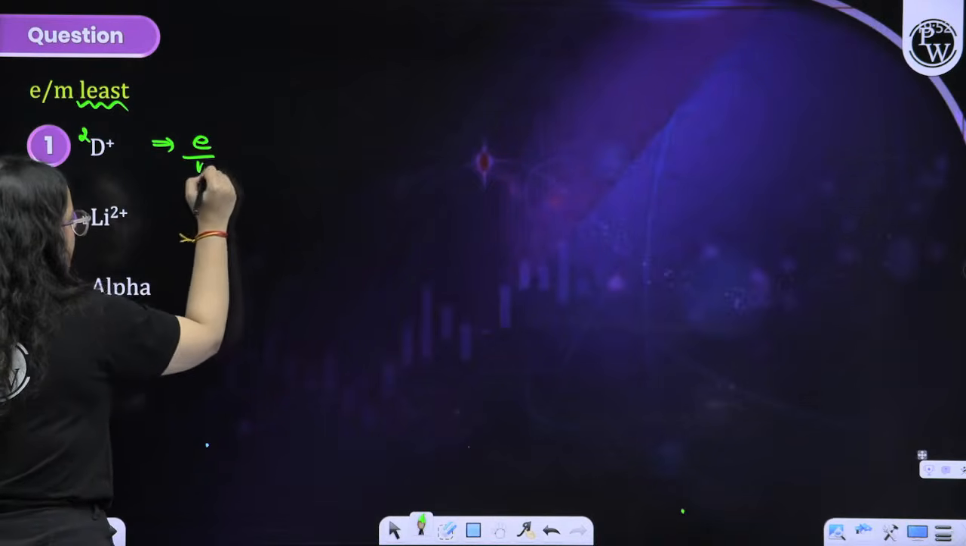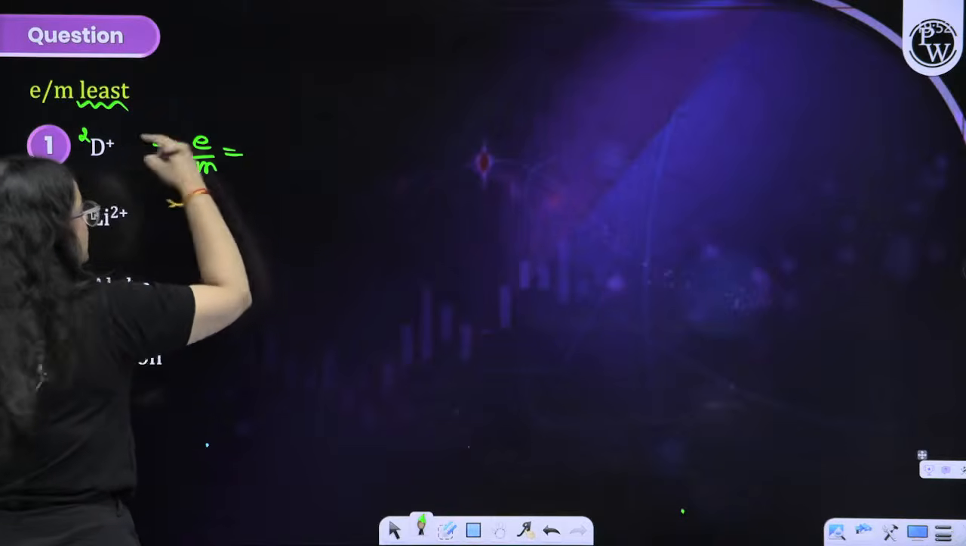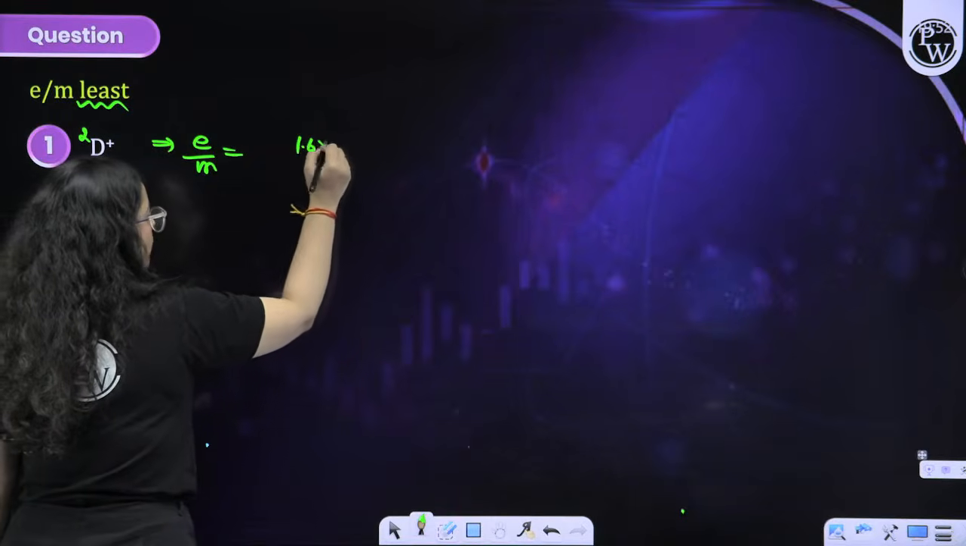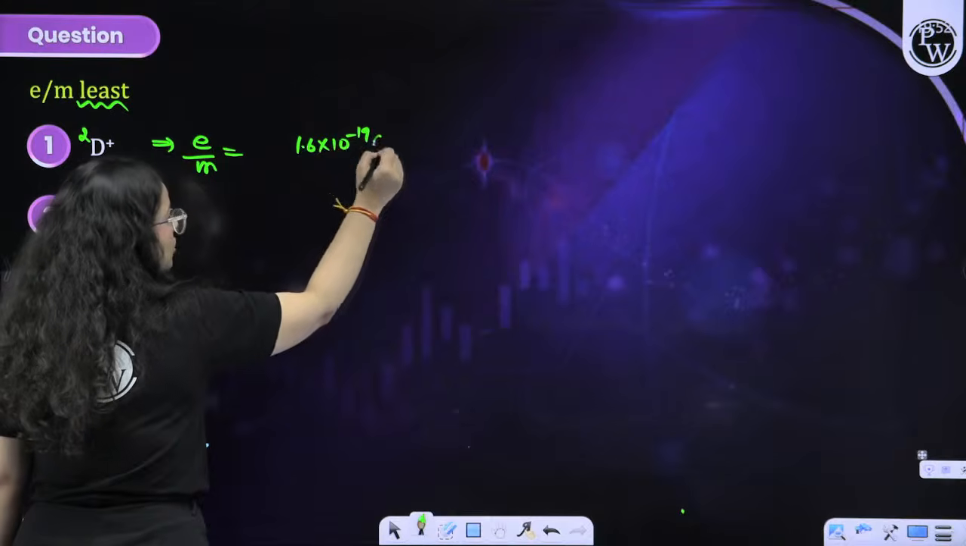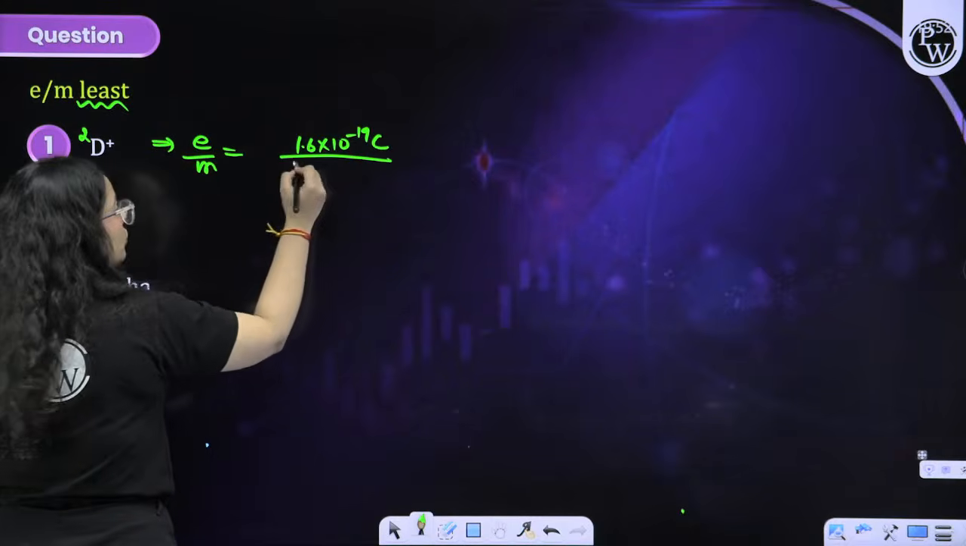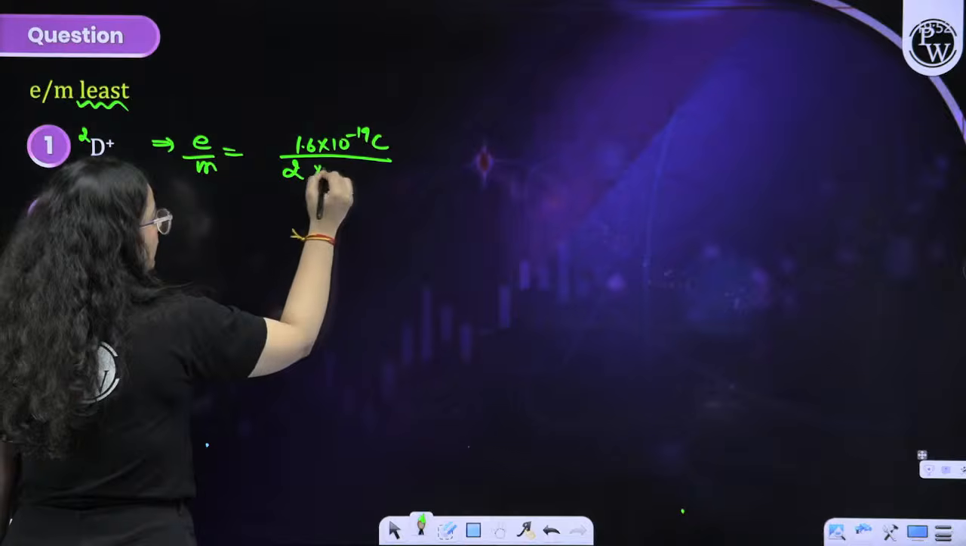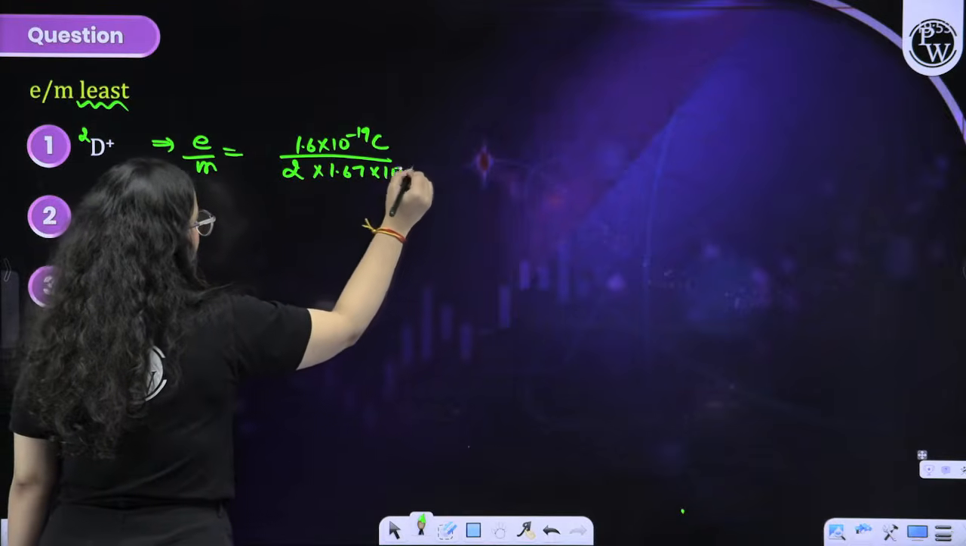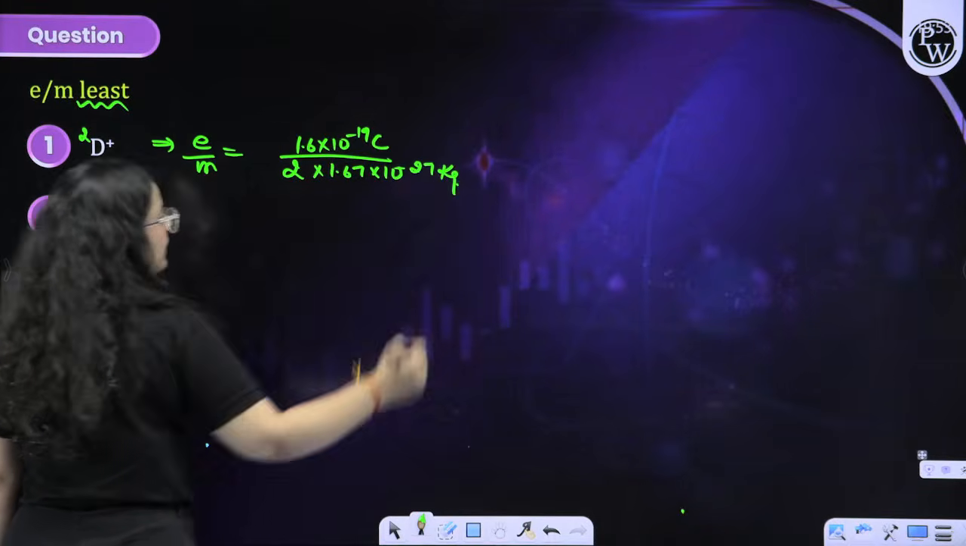So that means e by m is what? It is plus 1 electronic charge, that is 1.6 × 10 raised to minus 19 coulomb, and the mass of it is 2u, that means 2 × 1.67 × 10 raised to minus 27 kilograms. So this is the e by m of deuterium.